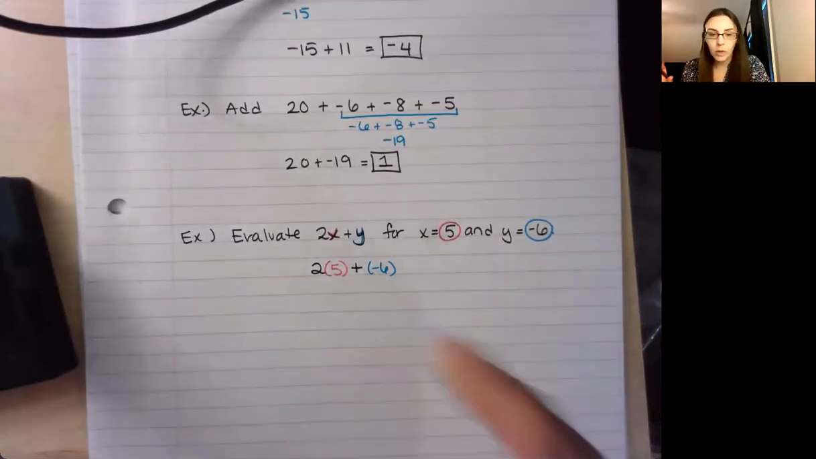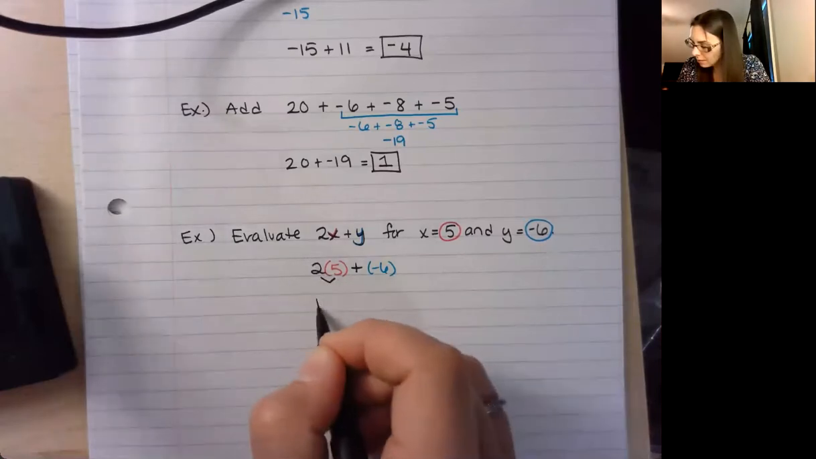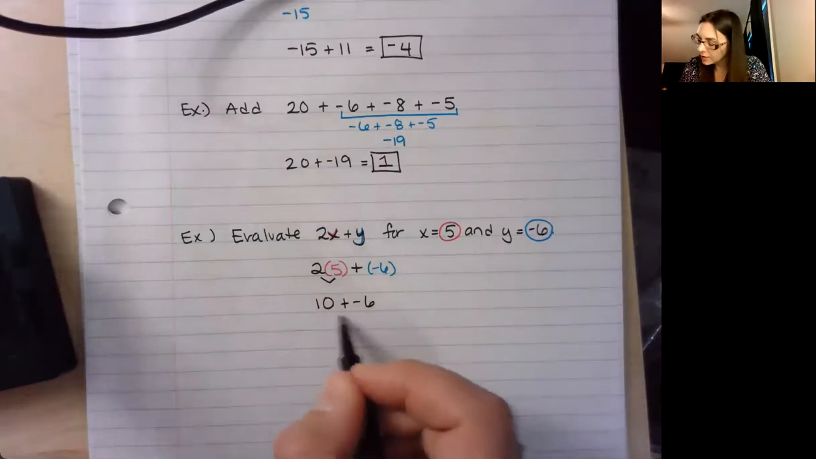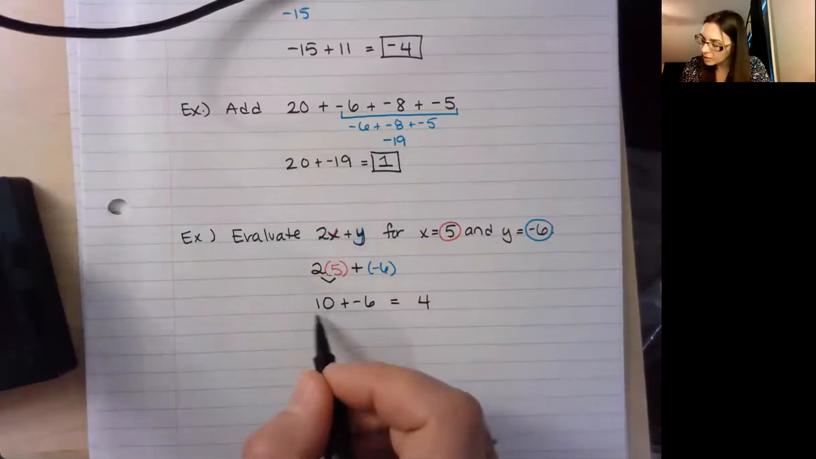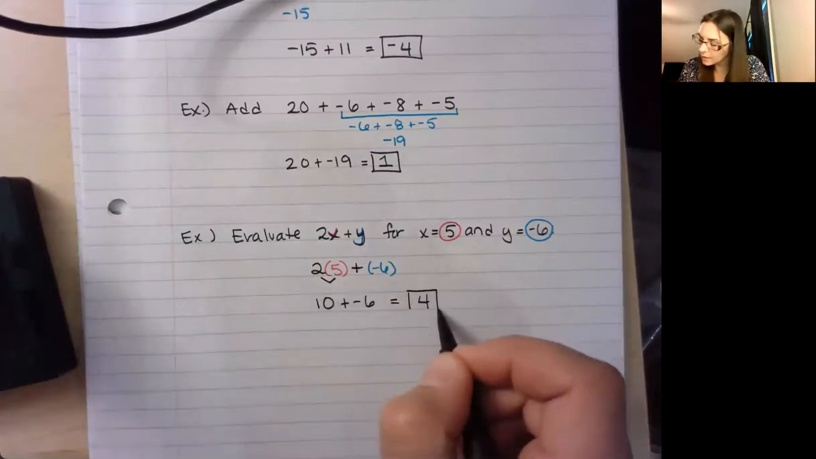It just helps to remind me where I need to multiply. So I do have to follow order of operations. So I do my multiplication first, which is 10. And then I have 10 plus -6. Now these are different signs, so I have to subtract. And I have 10 positives and 6 negatives, so I have more positives, so this will stay positive.